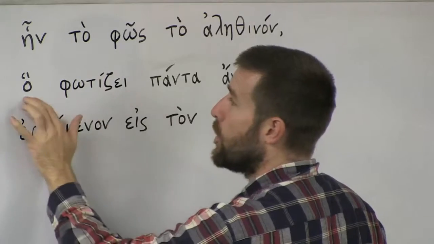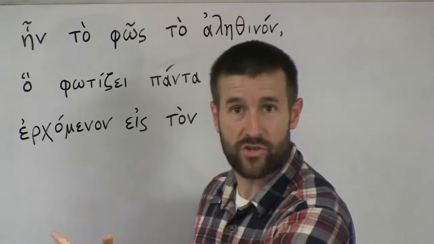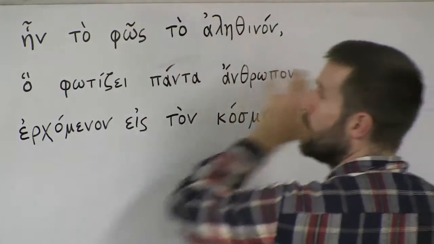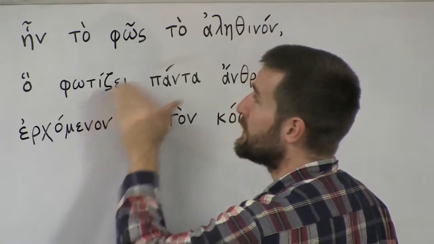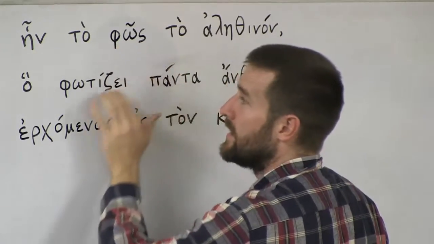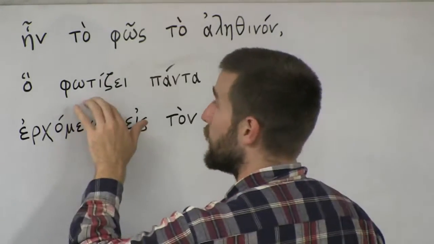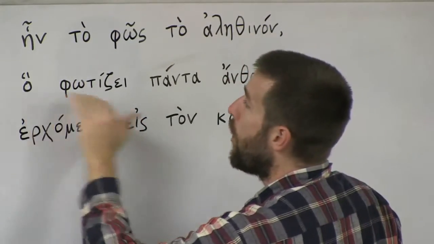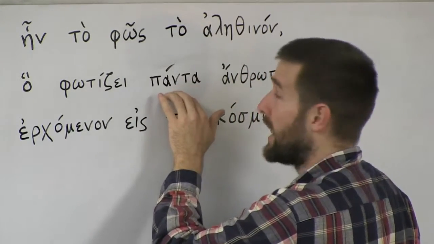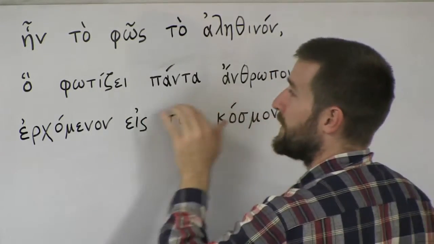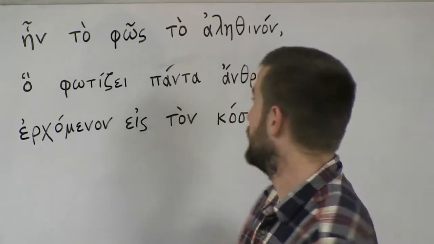O photizi, and O is the word the, but in this case it doesn't mean the. In this case it's acting as that or which, okay. So en to phos to alithinon, o photizi, which lighteth. Notice the similarity between the noun phos, the light, and photizi, which means lights or lighteth, the verb form, third person singular. O photizi panda. Now panda means all. Panda anthropon means every man, all men, every man, okay.